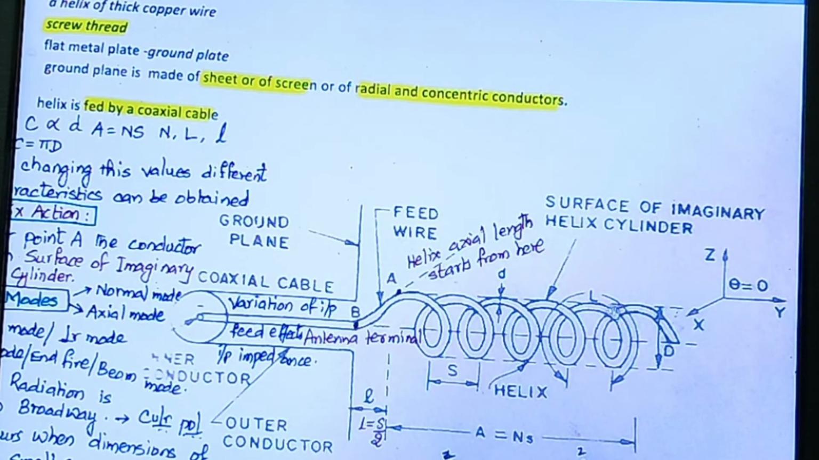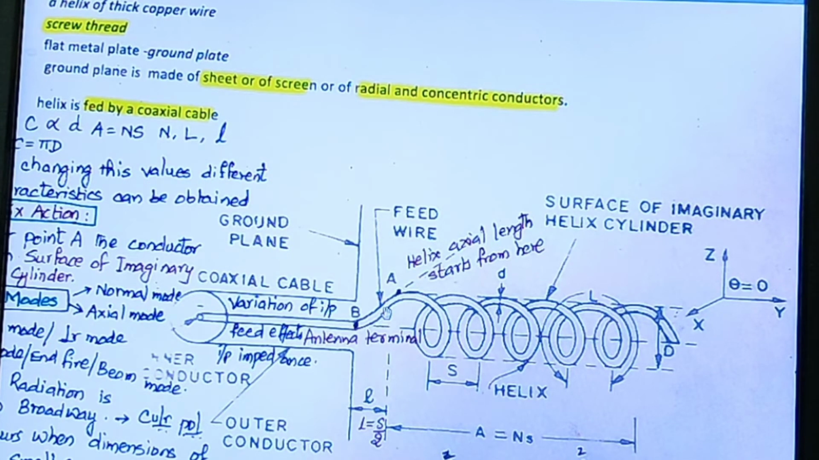Now the length of one turn is capital L. This is there in the geometry of the helical antenna. Now at this particular point between point B and point A, you have to give some input, like a feeding wire. The feeding wire is given here.